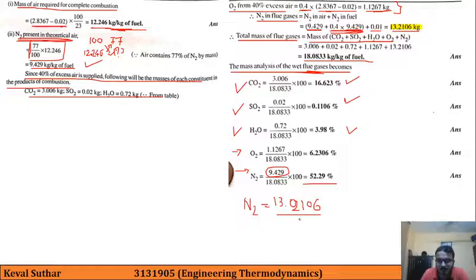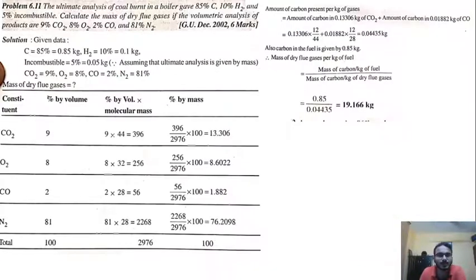So once we take the real N2 value, the calculation will be 13.2106 by 18.0833 multiplied by 100, and this will give you around 73%. When you combine all of them together, it will end up being 100%. Now we will move forward to our next question.